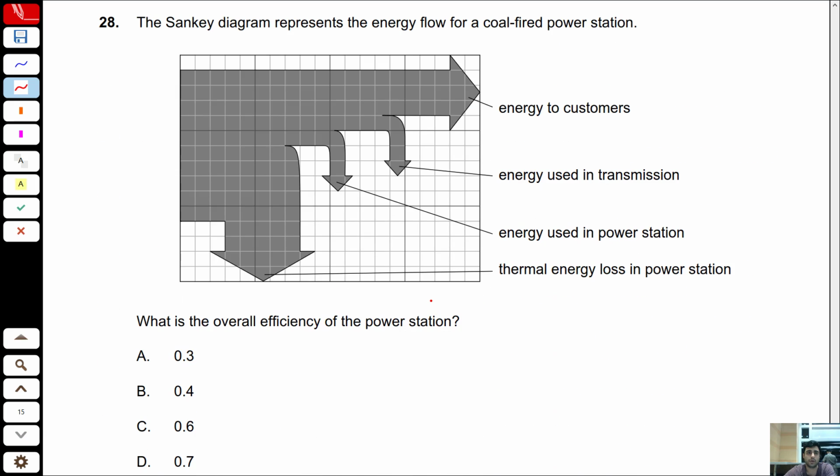Question number 28, Sankey diagram. A Sankey diagram represents the energy flow of a coal-fired power station. What is the overall efficiency of the power station? So the efficiency is output over input. Actually, we should say useful output over total input.